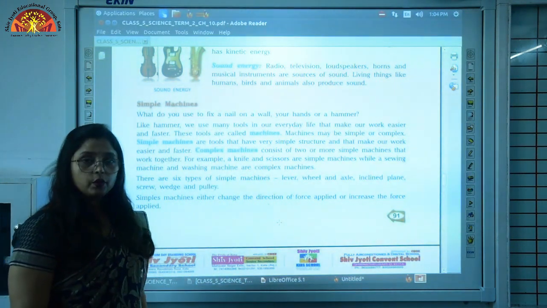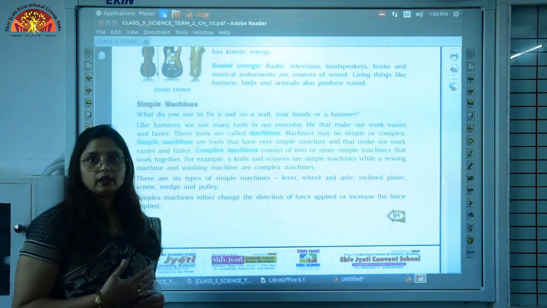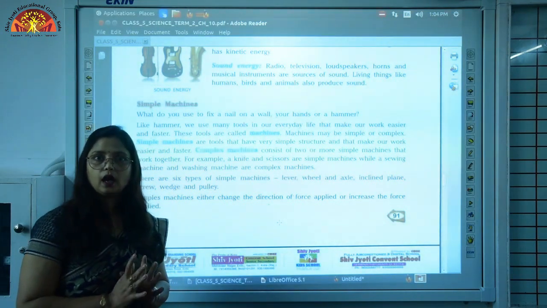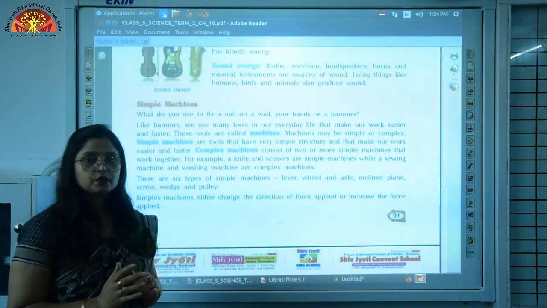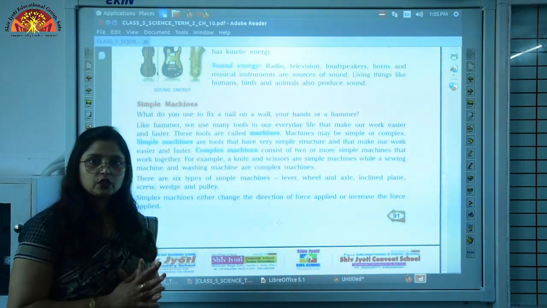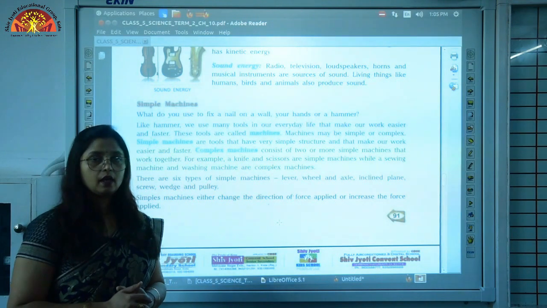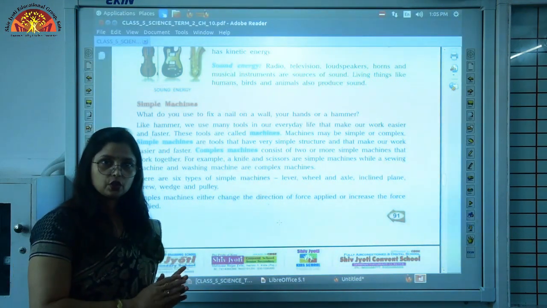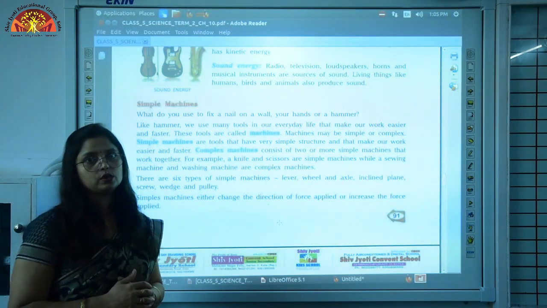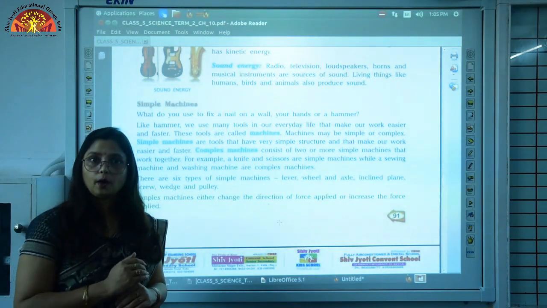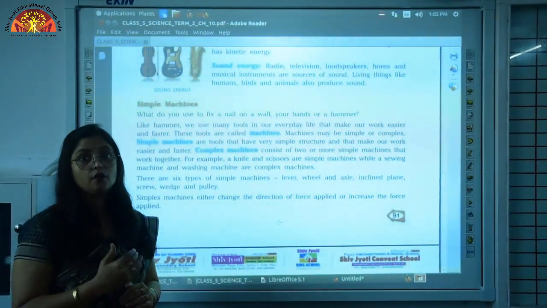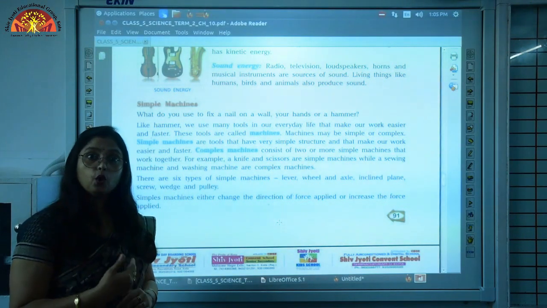So, children, in our daily activities or in our everyday life we use different types of tools. So all these tools are basically machines. Machines here are the things which make our work easier. So machines are divided in two categories. These two categories are simple machines and complex machines. Simple machines are the simple tools which make our work easy, and complex machines are the combination of two or more simple machines which make our work even easier.